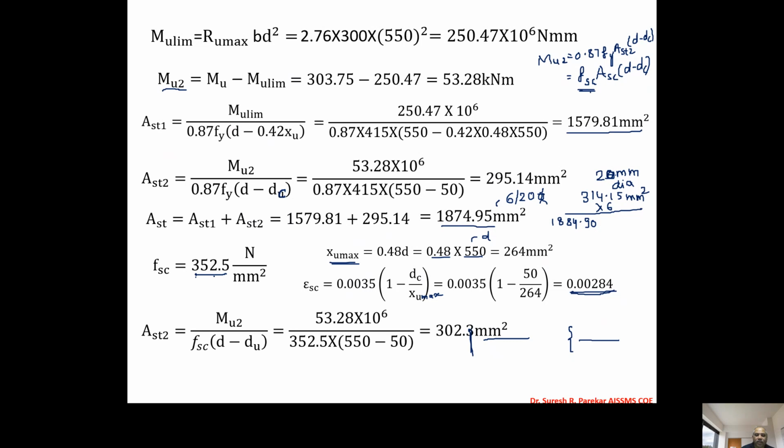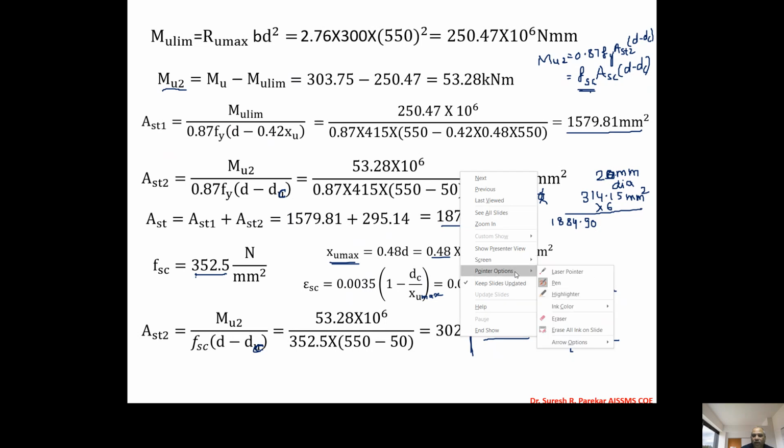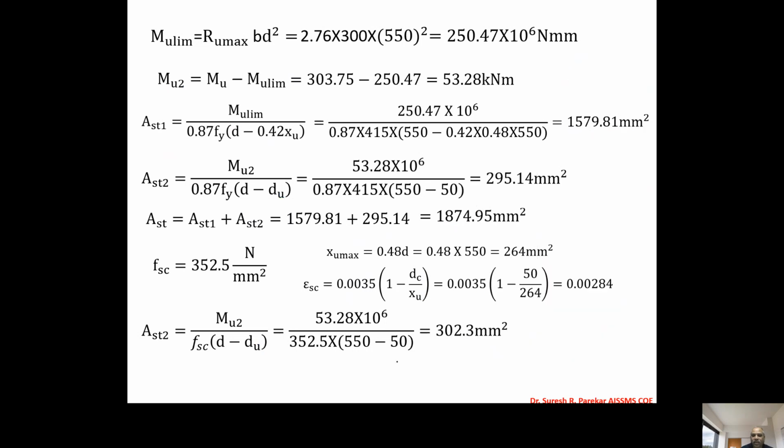And then by using the formula I just mentioned, Mu2 is equal to FSC into ASC into (D minus DC). Then we will have ASC as Mu2 upon FSC into (D minus DC). From this we are going to get the value of ASC, which is equal to 302.3 mm square. And now we have to provide the bars for this.